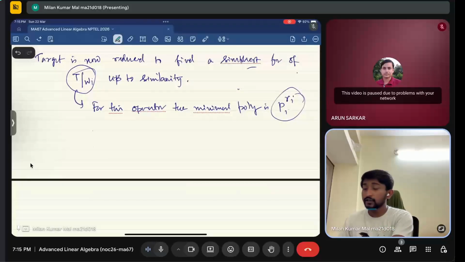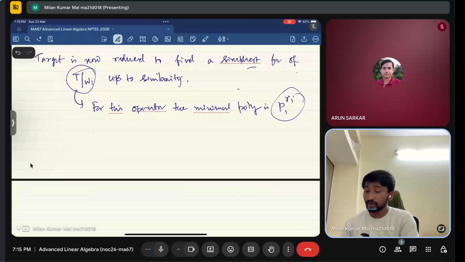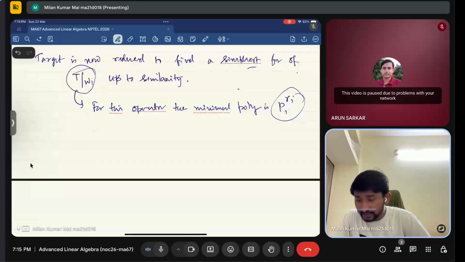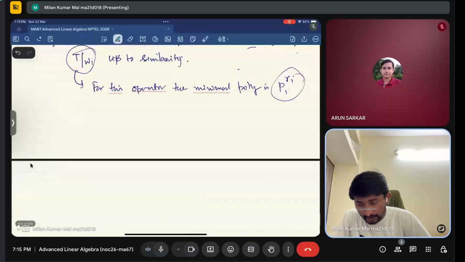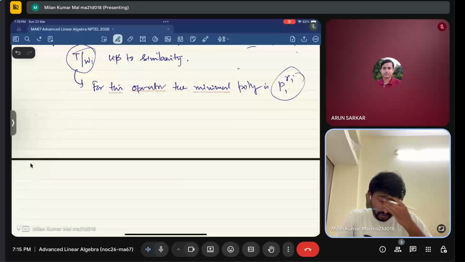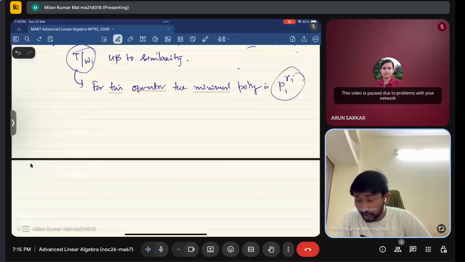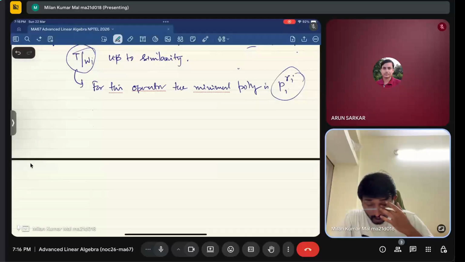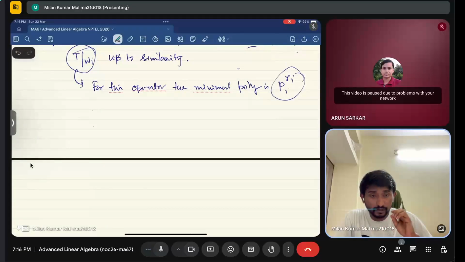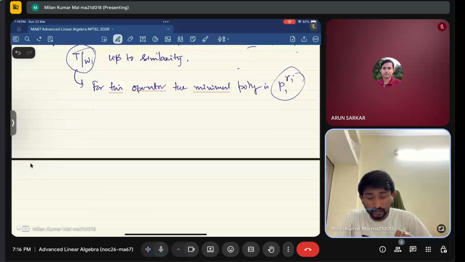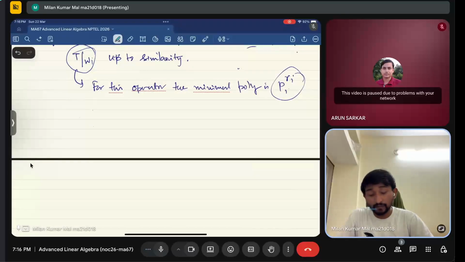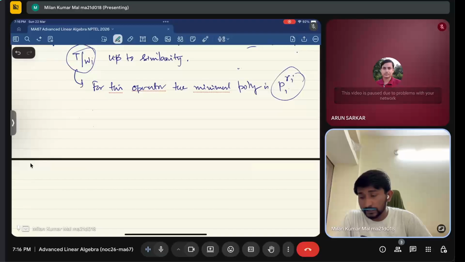Before stating the cyclic decomposition theorem, I want to define the cyclic subspace. There are many things I should say, but I will try to do it quickly. If you have any specific doubt, you can ask me, because there is a lot I am trying to cover quickly on how to get the rational form of a matrix.